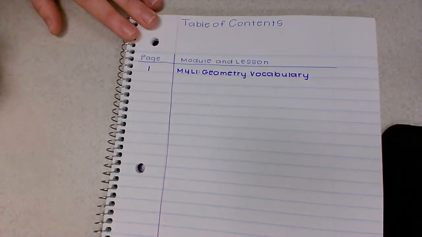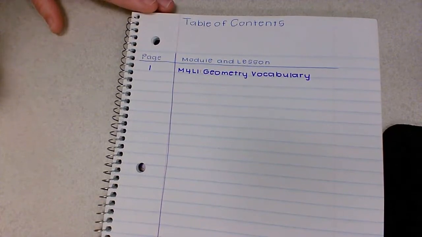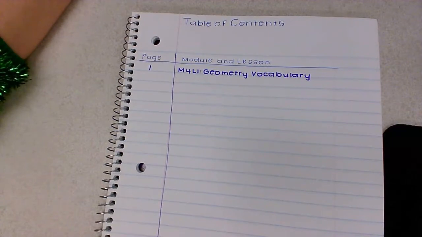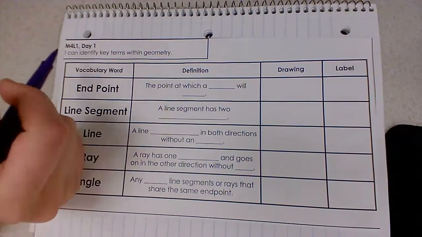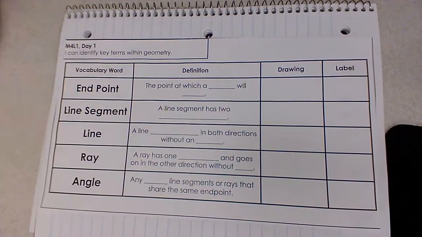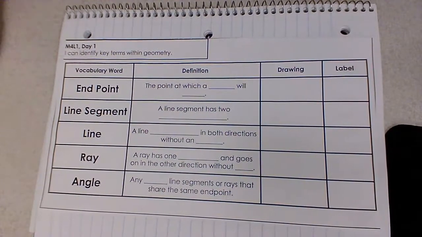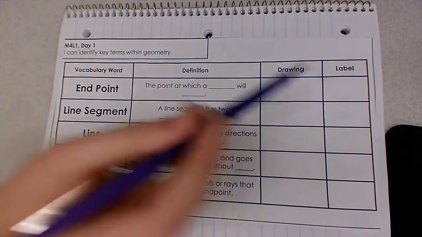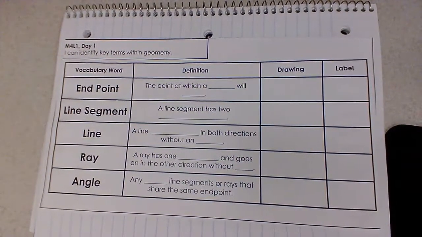When you're ready, make sure that you have your table of contents labeled and flip to your first page of your new book. Our objective today is that we can identify key terms with geometry. Not only will we be able to define them, we're also going to be able to draw them and label them like a mathematician would.